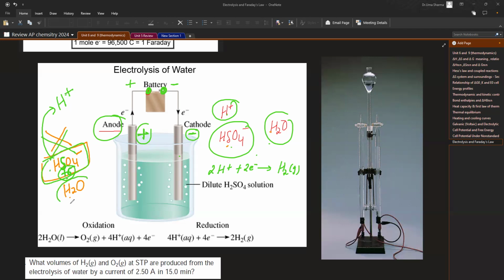Who will participate? Water. And water will oxidize to give you O2 gas. Your oxygen is going from -2 to 0. There are 2 oxygens, so that's why it's losing 4 electrons. So definitely you have to multiply this equation by 2. That's why the other reaction is this.